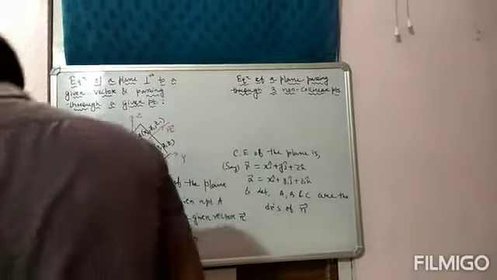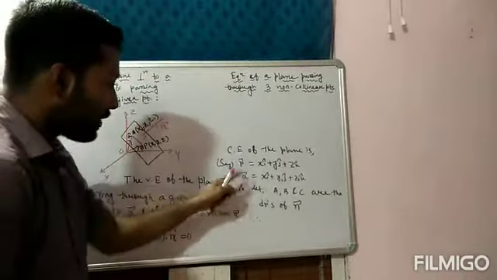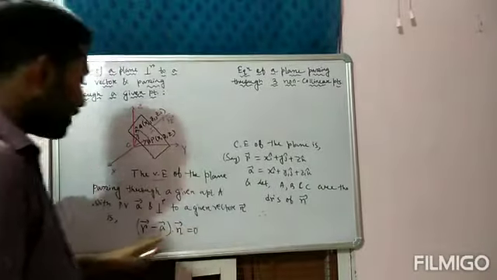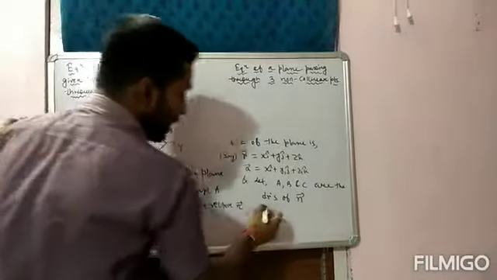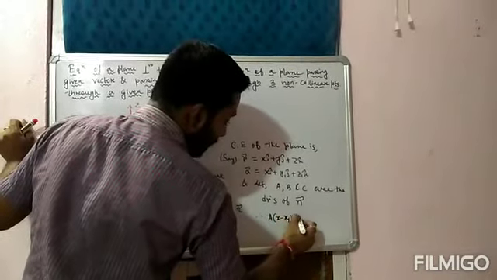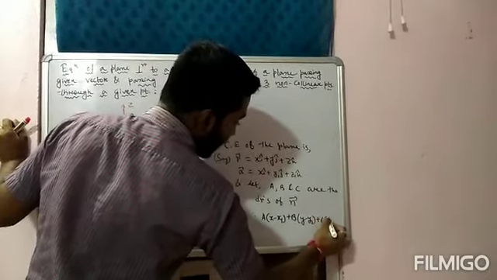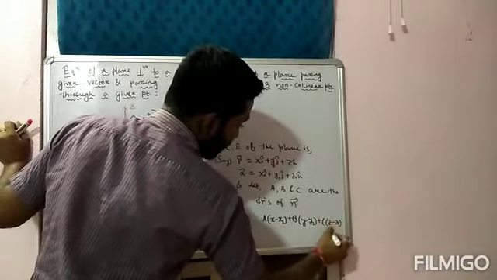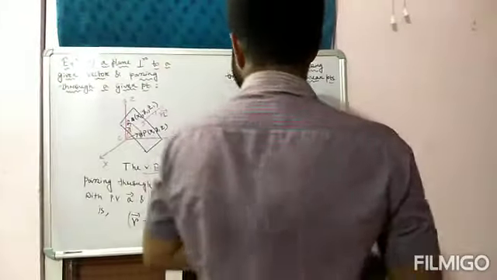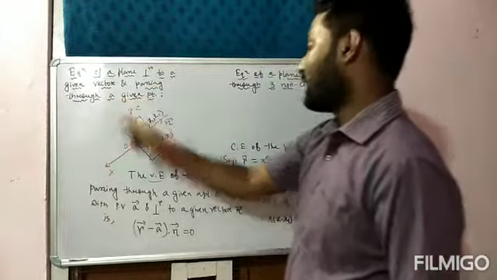So then, if you put all these three values, r bar, a bar and n bar, in this equation, then this equation will become a into x minus x1 plus b into y minus y1 plus c into z minus z1 is equal to 0. This is the Cartesian equation of the plane passing through a given point and perpendicular to a given vector.